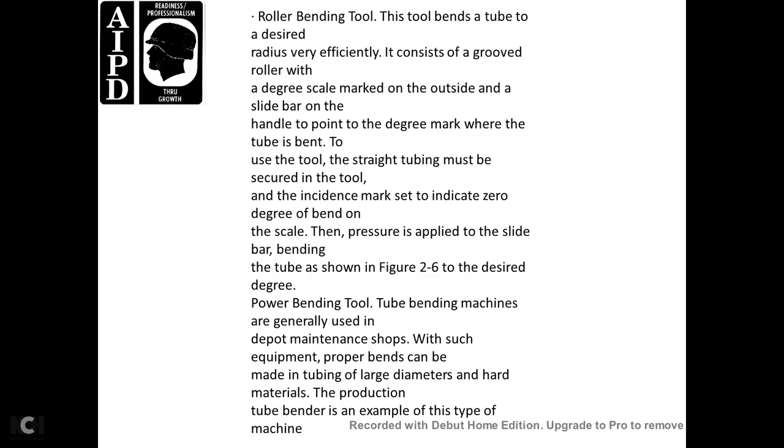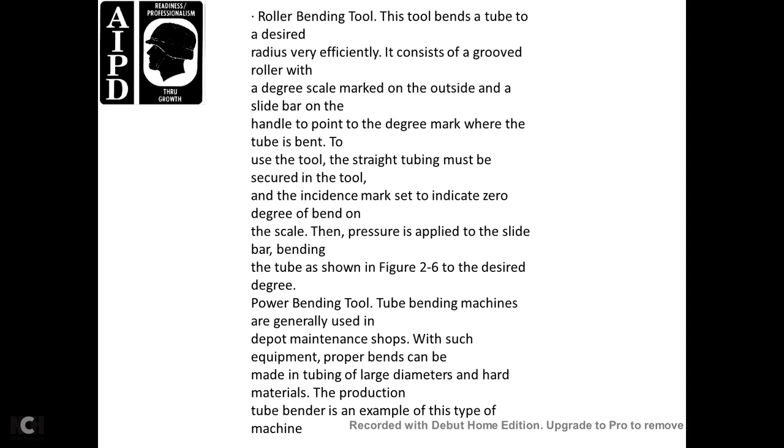Roller bending tool. The tool bends a tube to the desired radius efficiently and consistently with the groove of the roller, with a degree scale marked on the outside of the slide bar to point to the degree mark where the tube is to be bent. To use the tool, the straight tubing must be secured in the tool, with the indicator at zero degrees on the bending scale. The pressure applied to the slide bar bends the tube, as shown in Figure 2.6.